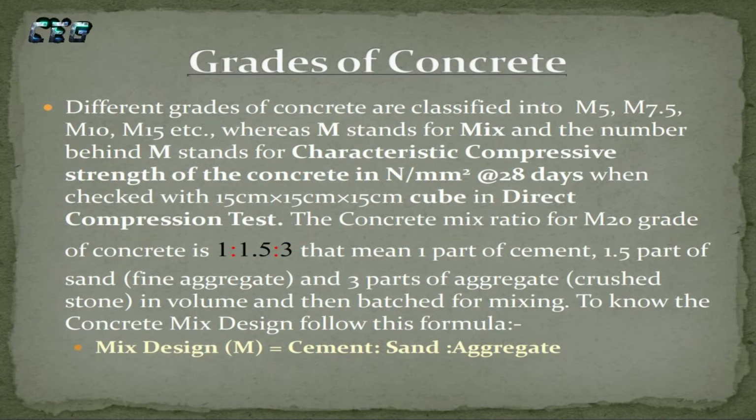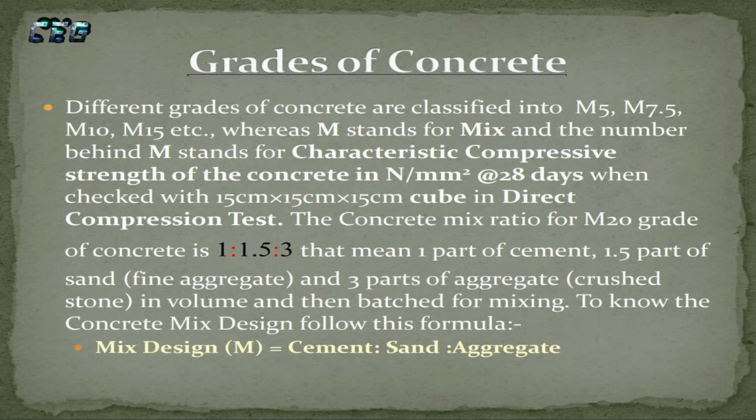Grades of concrete. Different grades of concrete are classified into M5, M7.5, M10, M15 etc., where M stands for mix, and the number after M stands for the characteristic compressive strength of the concrete, in Newton per millimeter square, at the age of 28 days when checked with a 15 by 15 by 15 centimeter cube in a direct compression test.